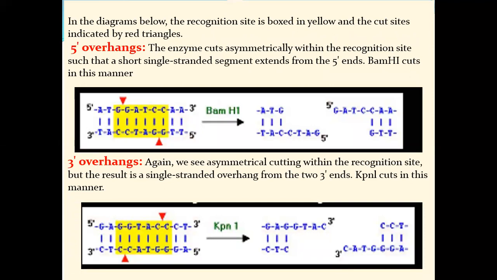5' overhangs का मतलब ये है कि यहाँ पर हमने restriction endonuclease, ये रेड एरो आप देख रहे हैं, ये शो कर रहा है कि यहाँ हमने क्या किया है, कटिंग की है मॉलिक्यूलर सीजर्स ने. तो हमारे पास 5' ओवरहैंग्स क्रिएट हो गए. अब यहाँ पर देखिए 3' से कटिंग किए तो हमारे पास 3' ओवरहैंग्स क्रिएट हो गए.